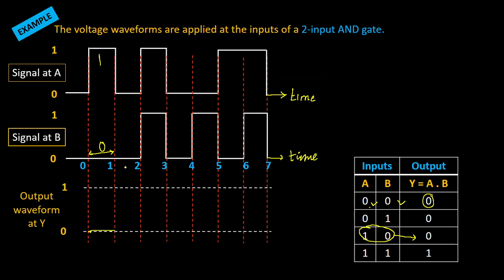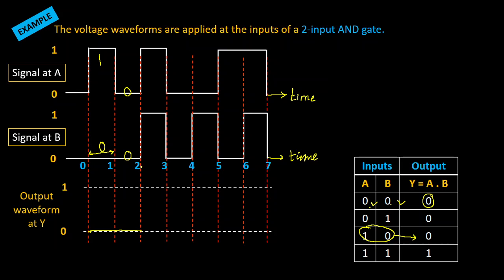Similarly, let us see the second one. In the second time duration, that is from 1 to 2, the input signal at A is 0 and at B is 0, and you can easily see that this is representing 0, 0, and the output should be 0. Therefore, the output waveform during this time period will be 0.